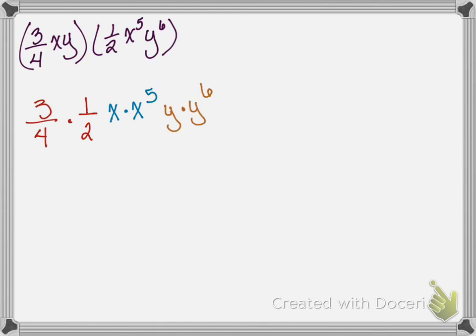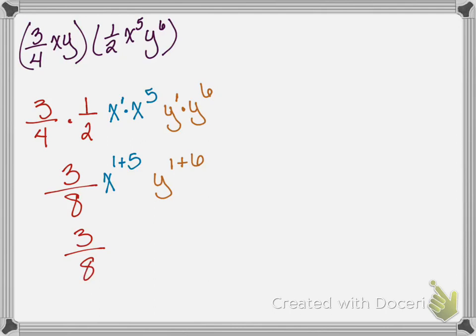Now, I have an x by itself. What is that x raised to? Good. What's the y by itself raised to? Good. Now, 3 times 1 is 3. 4 times 2 is 8. I do not need a common denominator when I'm multiplying. Then I have x to the 1 plus 5, y to the 1 plus 6. So 3 eighths, x to the 6th, y to the 7th.